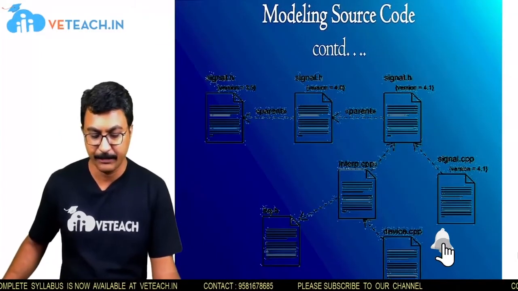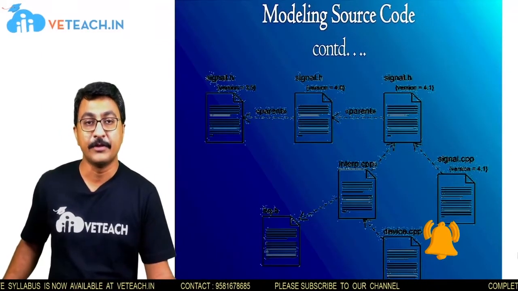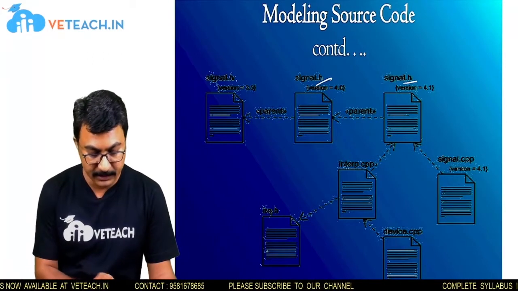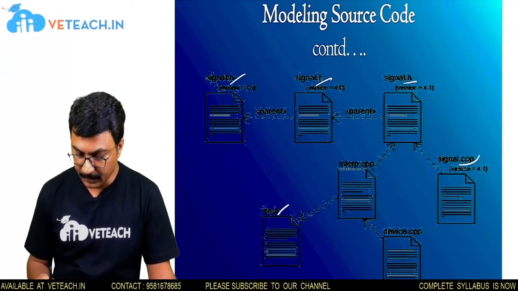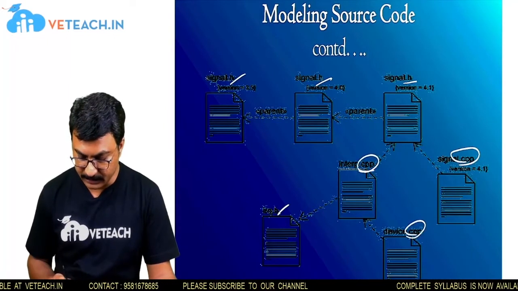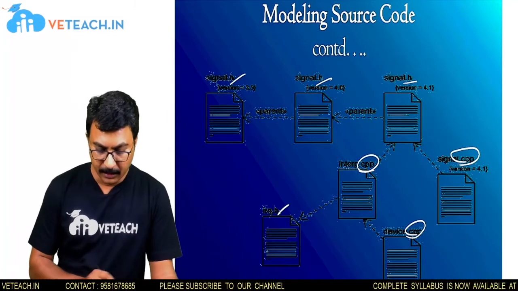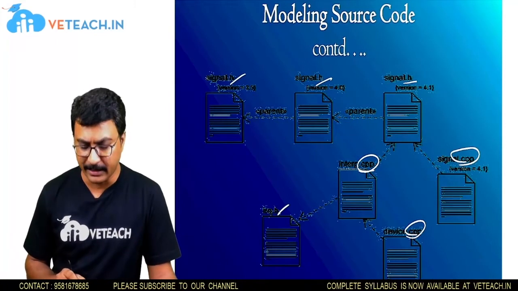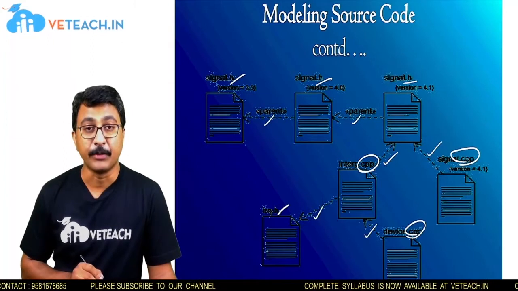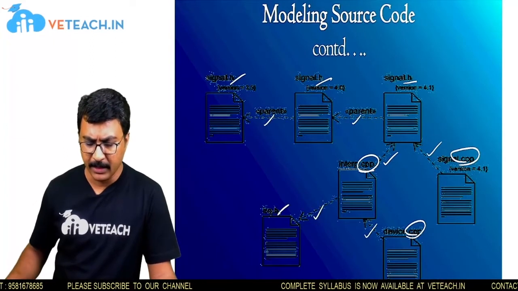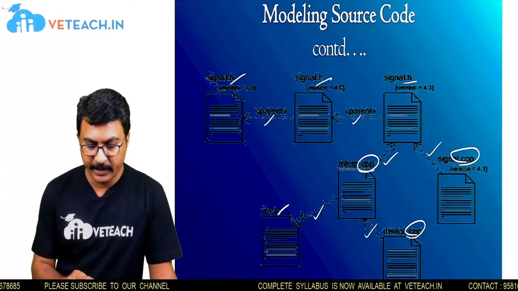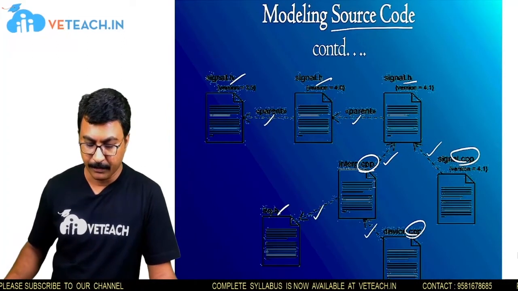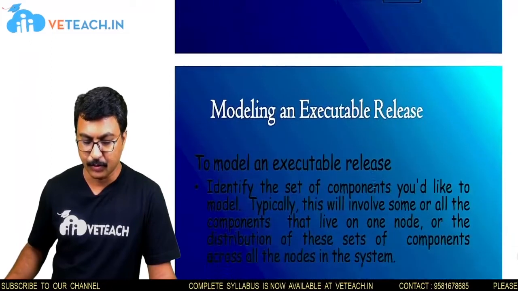To show you an example of how the modeling of source code can be done, I see here there are a number of header files, .h files, and then there are executables, .cpp. These are interrelated with the help of relationships among them. When the source code files are being related together, that can be done with the help of a component diagram. So it is used to model source code.